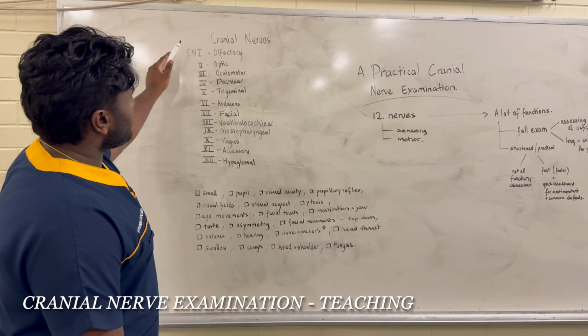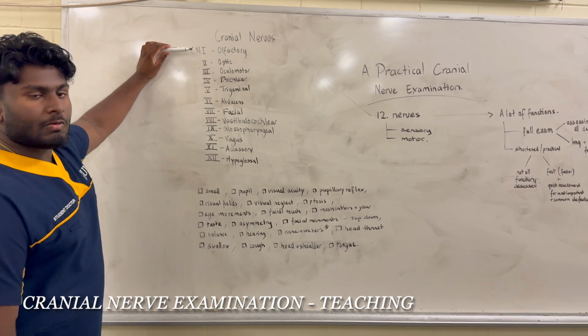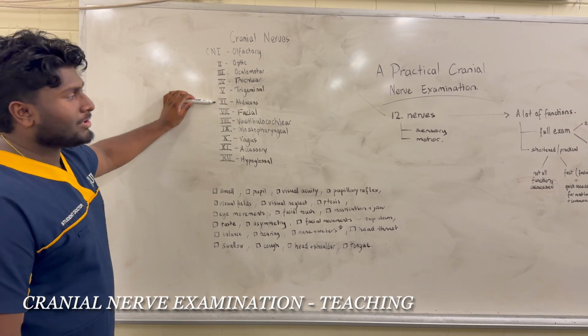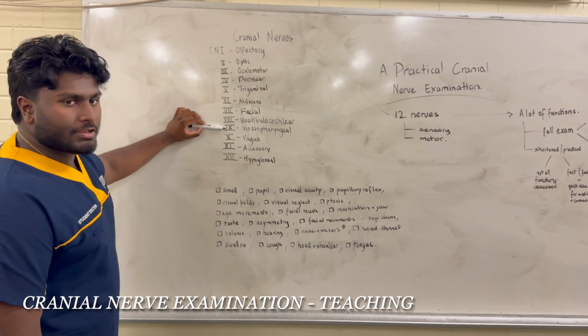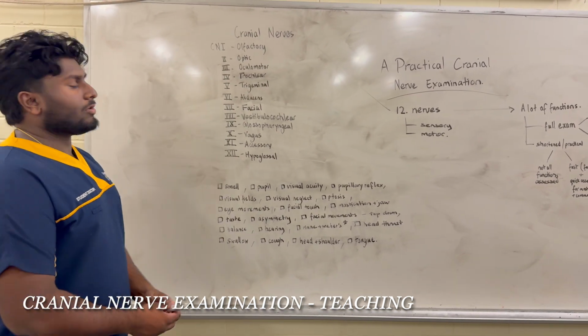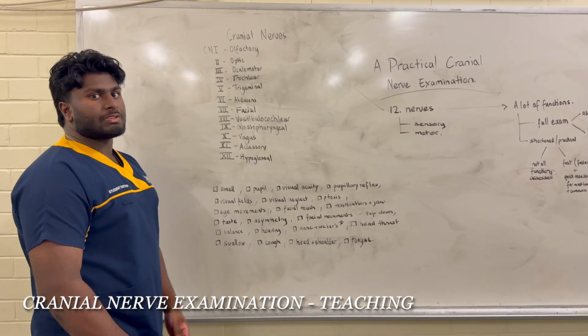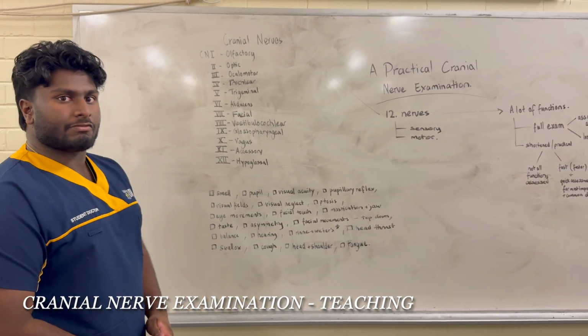As we all know, the cranial nerves, 12 nerves as we said, are olfactory, optic, oculomotor, trochlear, trigeminal, abducens, facial, vestibulocochlear, glossopharyngeal, vagus, accessory, and hypoglossal. Now all of these correspond to a function of the face, and as we go through them, as we assess the nerves, we're just eliciting these functions and eliciting different responses.